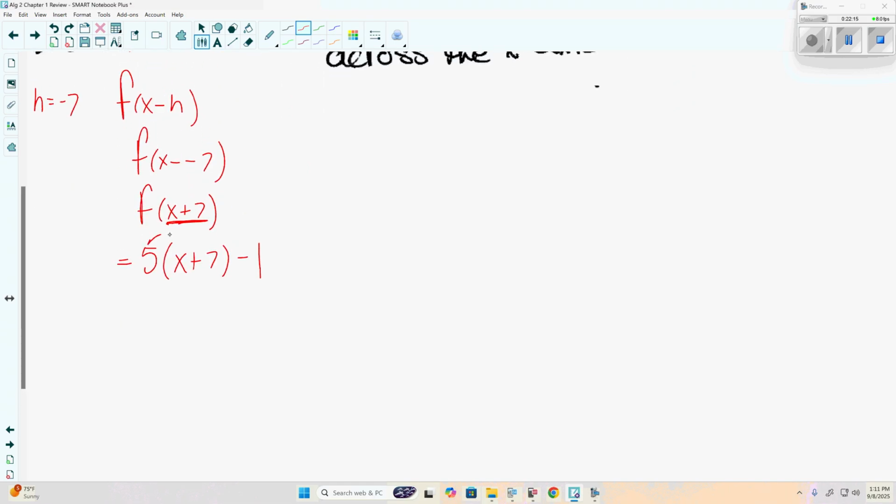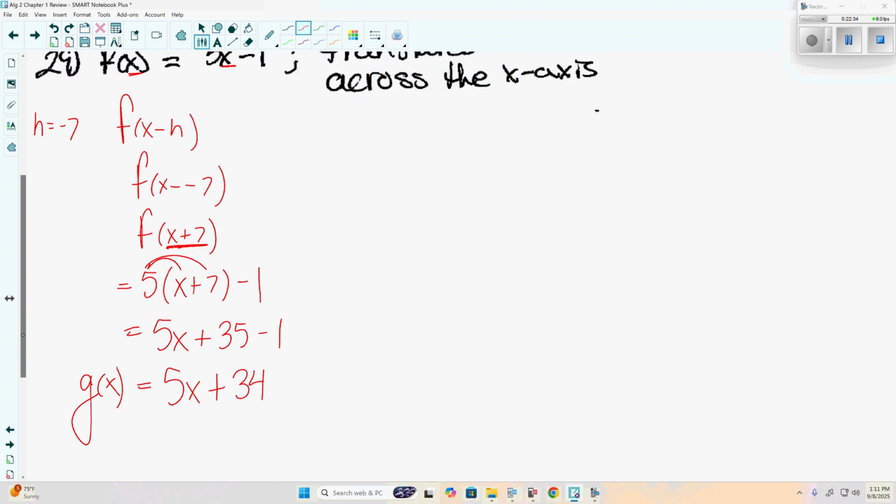At this point we can distribute the 5. 5 times x is 5x. 5 times 7 is 35. And 35 minus 1 is 34. So after that movement of 7 units to the left, our new equation is 5x plus 34.